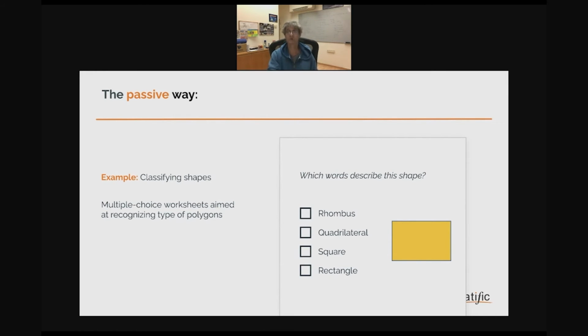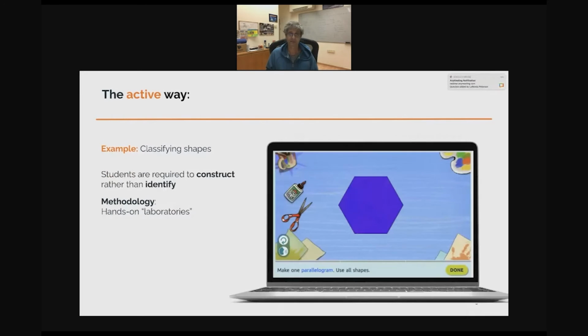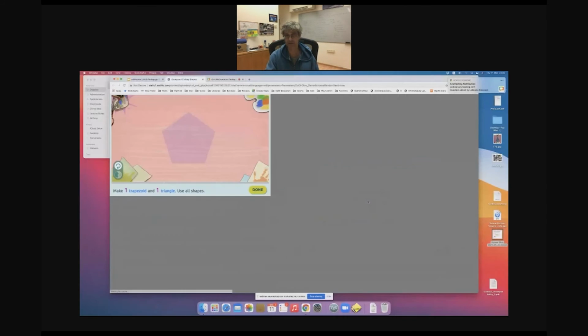And I want to show you how to turn the identification of shapes into something so much more active. What I want to show you here is a kind of digital lab where you have shapes and scissors and glue. So for example, in this first question, you have this pentagon and you have scissors, and you're being asked to create a trapezoid and a triangle.